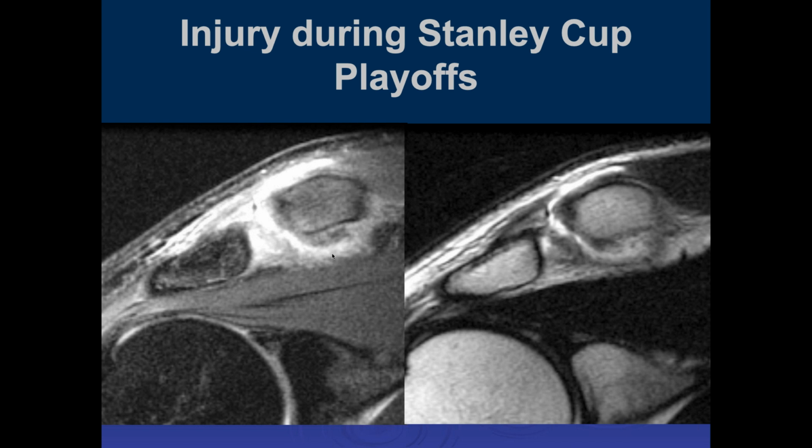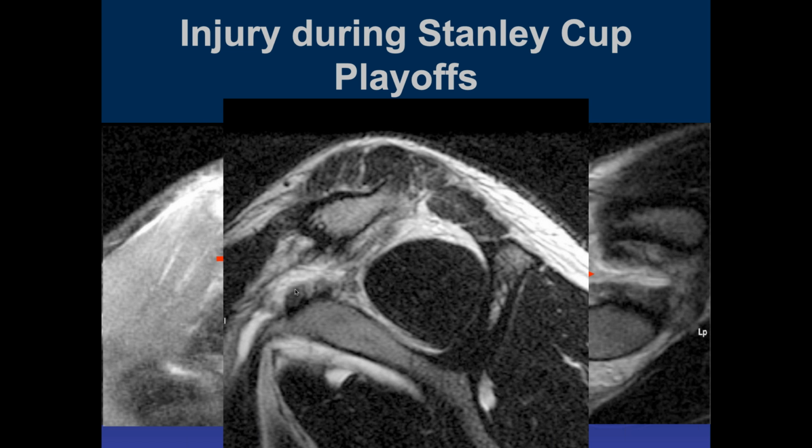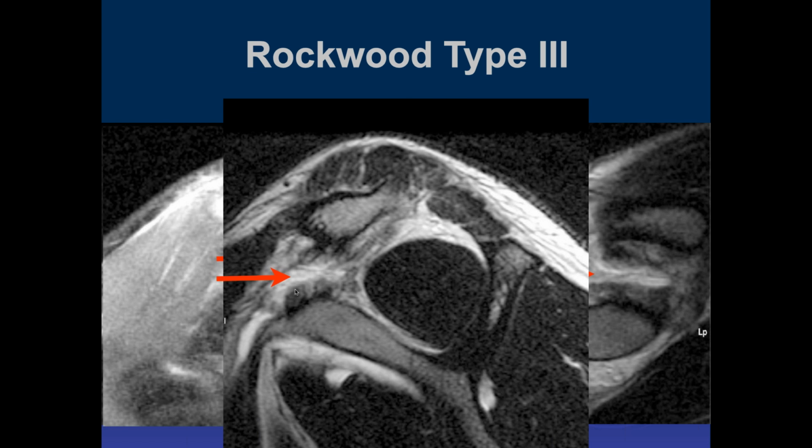Injury during the Stanley Cup Playoffs. It looks like there's scapular injury at the acromioclavicular joint, a lot of fluid extending there. Want to look at the AC joint. Looks like there's a tear of that coracoclavicular ligament right there. I think it goes all the way through. Yep, it goes all the way through. So looks like a type 3. That was kind of the end of the season, so he was actually treated conservatively and did well.